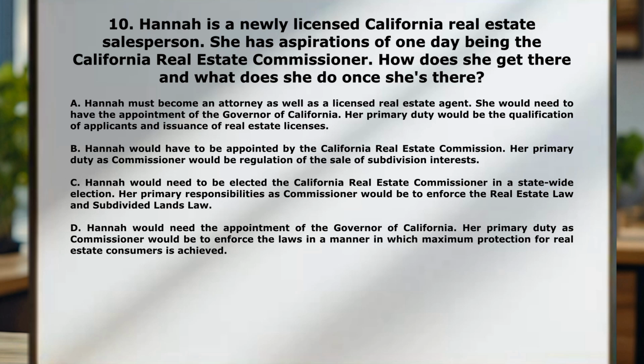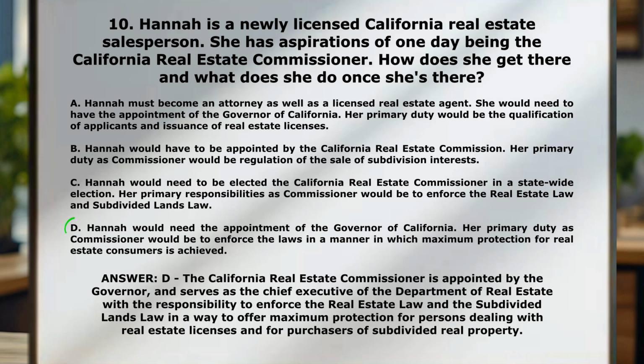C. Hannah would need to be elected the California Real Estate Commissioner in a statewide election. Her primary responsibility as commissioner would be to enforce the real estate law and subdivided lands law. D. Hannah would need the appointment of the governor of California. Her primary duty as commissioner would be to enforce the laws in a manner in which maximum protection for real estate consumers is achieved. The answer is D.